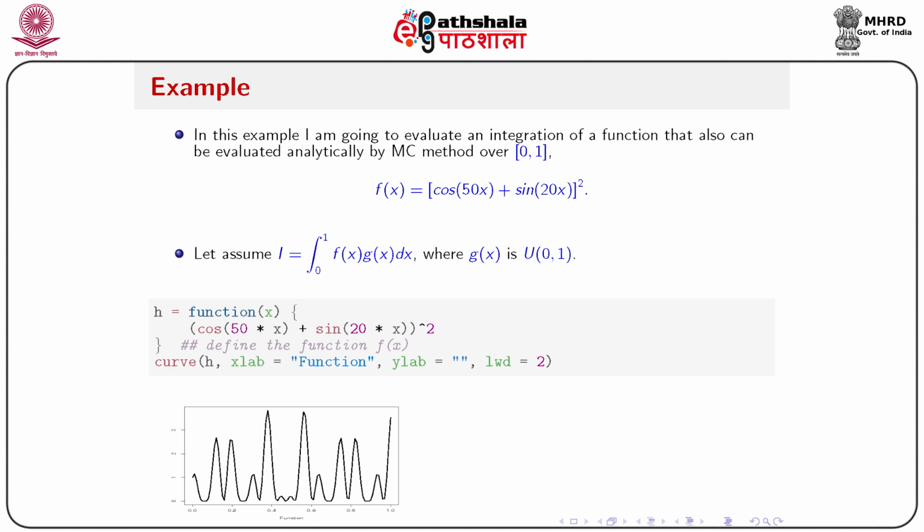Let's start with a very simple example. In this example, I am going to evaluate an integration of a function that can also be evaluated analytically, by the MC method over 0 to 1. Say f(x) is (cos(50x) plus sin(20x)) whole squared. Then let I equal the integral from 0 to 1 of f(x) g(x) dx, where g(x) is the uniform 0-1 distribution. Let's define the function h, whose argument is x, and that will return the value of (cos(50x) plus sin(20x)) whole squared. If you draw this curve, you can see the distribution of this function. This is a combination of cos and sin functions, drawn by curve(h, xlab equals function, ylab equals this, and lwd is 2). This curve function can be used to draw the curve of the f(x) function.